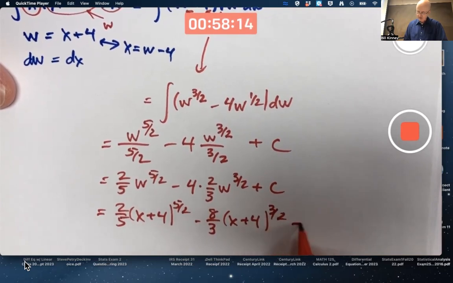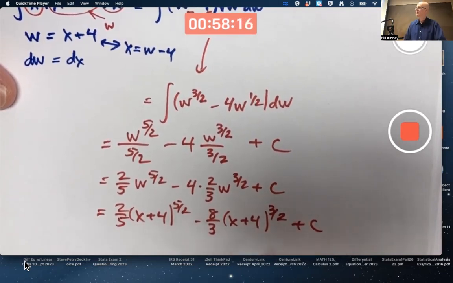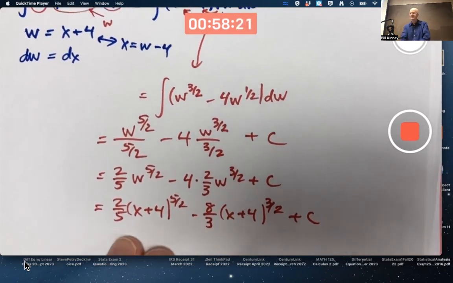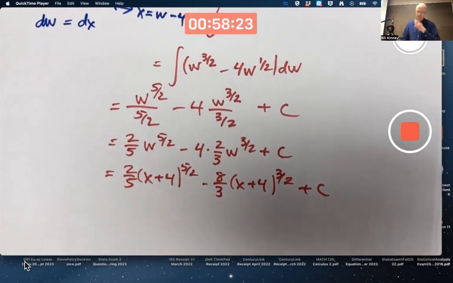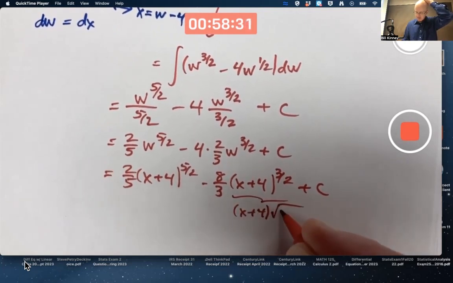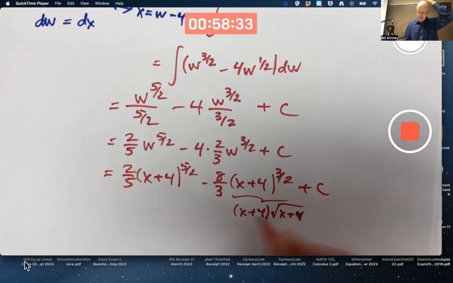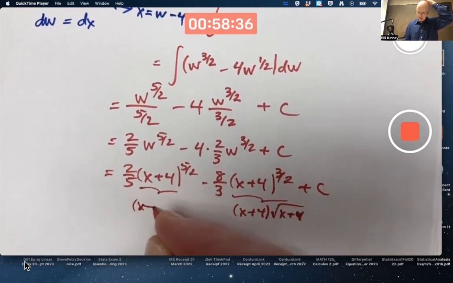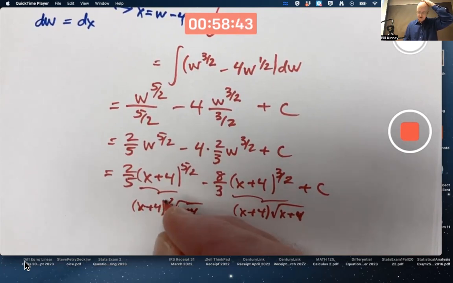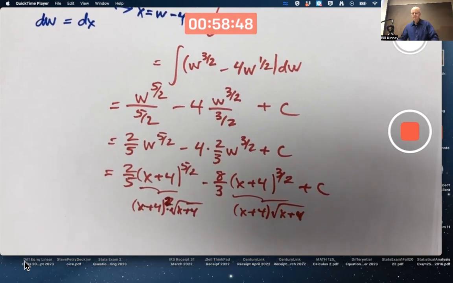So remember I told you, I would have guessed something times (x plus 4) to the 3 halves at first, and I would have been wrong. It's part of the answer, but it's not the whole answer. We also have this term. Could this be written with square roots? Yeah, it could. I could also replace this with (x plus 4) times the square root of x plus 4. I could also replace this with (x plus 4) quantity squared times the square root of x plus 4. You don't have to.